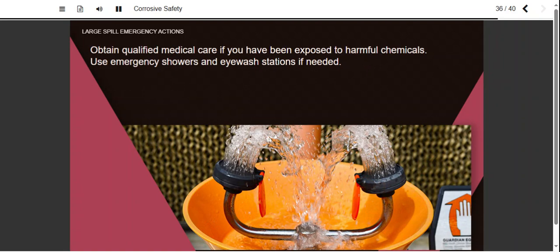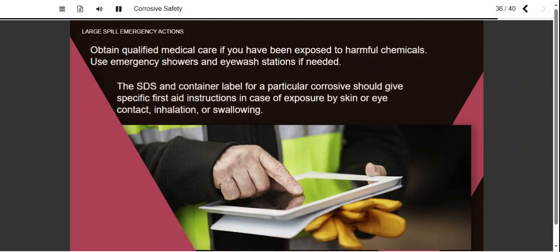Emergency eye wash stations and safety showers should be present wherever accidental exposure to corrosives might occur. The SDS and container label for a particular corrosive should give specific first aid instructions in case of exposure by skin or eye contact, inhalation, or swallowing.